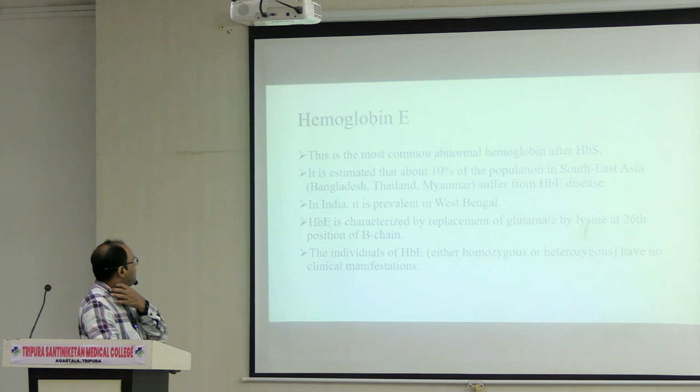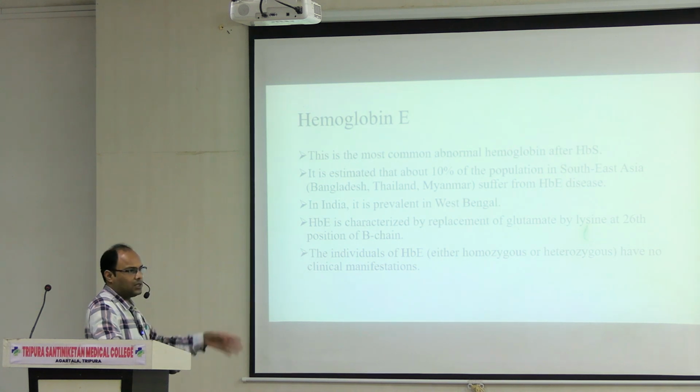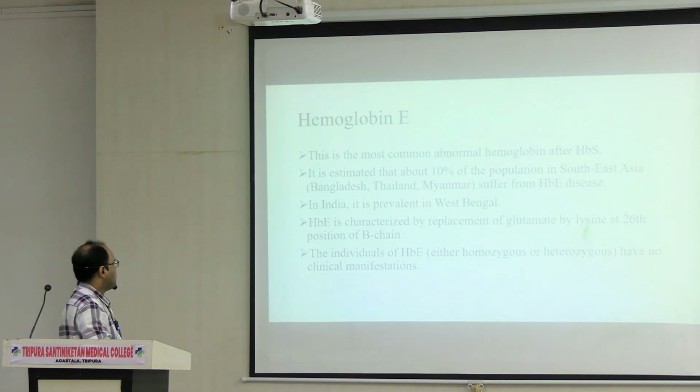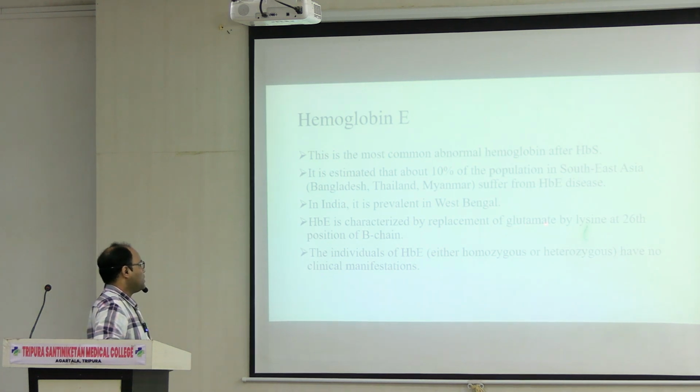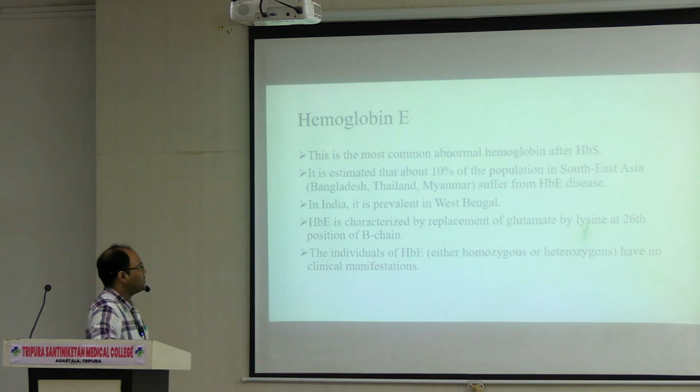This is HbE. This is also common, and this is common in this area, northeast region, Bangladesh, West Bengal, in Southeast Asia. HbE is characterized by replacement of glutamate by lysine at 26th position of beta chain. In individuals with HbE, either homozygous or heterozygous, there is no clinical manifestation. Fortunately there is no clinical manifestation.